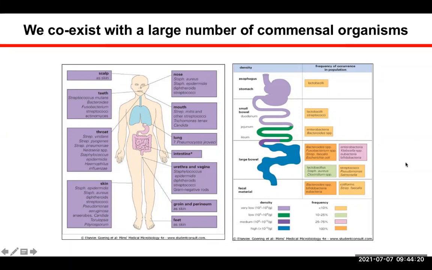And then to highlight the densities of different bacteria where it's present, usually the large intestine is where you're going to have the majority of your different species of bacteria relative to other regions.